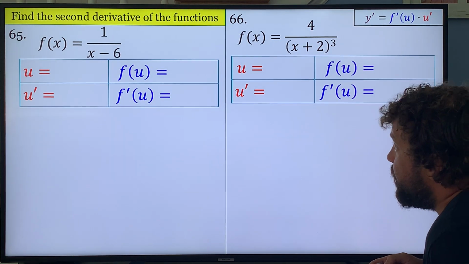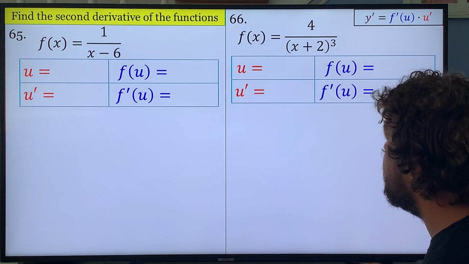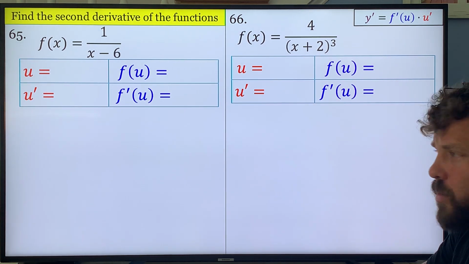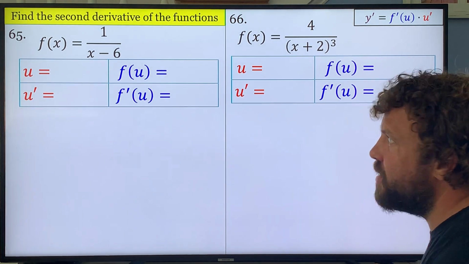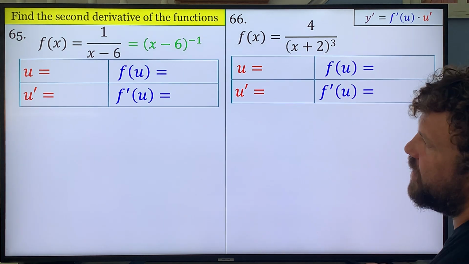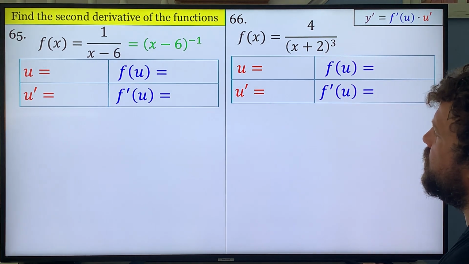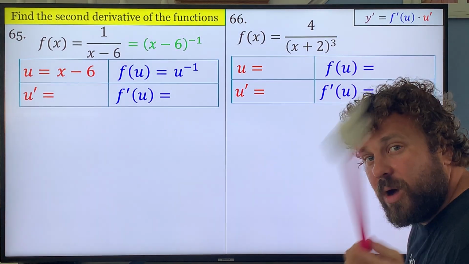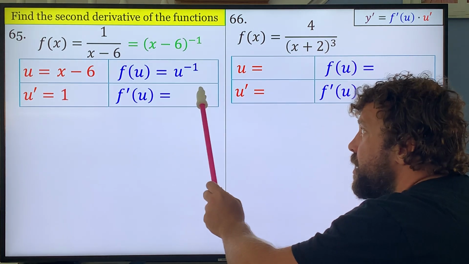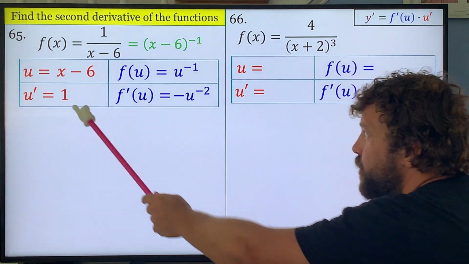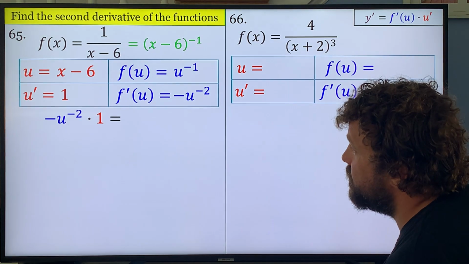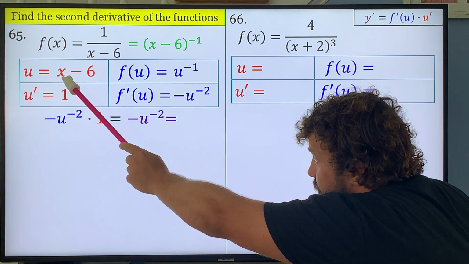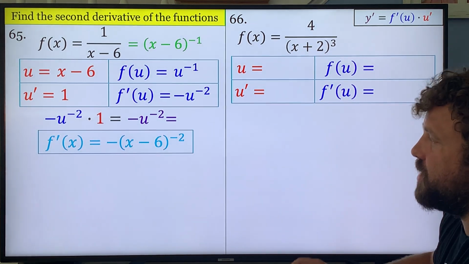All right, now we're going to go even further. Why don't you guys find the second derivatives of these two problems? Ooh, it's quotient rules. We hate quotient rule, right? You don't need to use the quotient rule here. Watch this. x minus 6 to the negative 1. So u is x minus 6. f of u is u to the negative 1. Watch how much easier chain rule is. 1, negative 1 u to the negative 2. 1 times negative 1 u to the negative 2, right? Is just negative u to the negative 2. Negative x minus 6 to the negative 2.